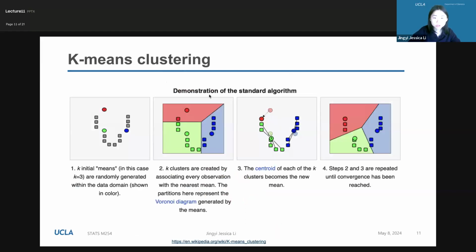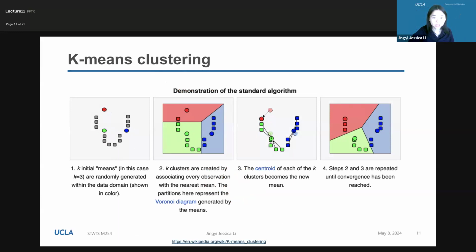So this is a demonstration of the standard algorithm, just a cartoon illustration of the algorithm we just showed you. If you set k equals 3, and these are your data points, you first randomly pick 3 points to be the centroids. Then given the centroids, you assign data points to the closest centroids, that's your assignment. Given the assignment, you update your centroids, okay?